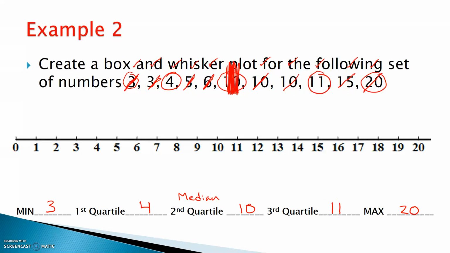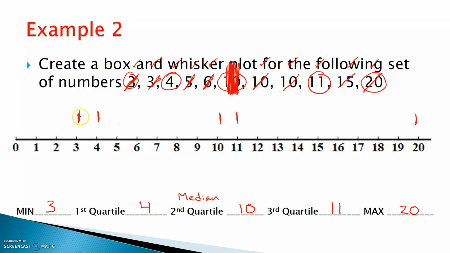All right, so let's go through this. Notice, again, the numbers are pretty fair. 1 through 20 should be enough, guys. So again, I'm going to draw a vertical line here on top of 3. It's the beginning of my whisker. The first quartile is going to start at 4. The median was at 10. The third quartile was at 11. And then, of course, the max was at 20.